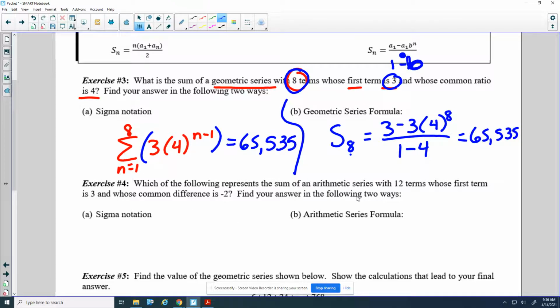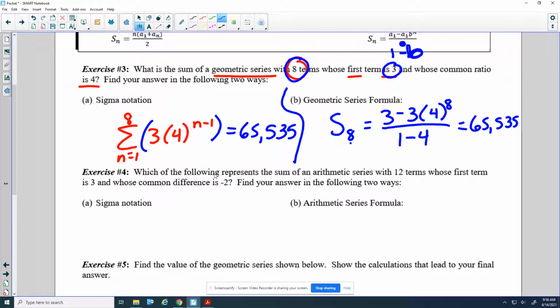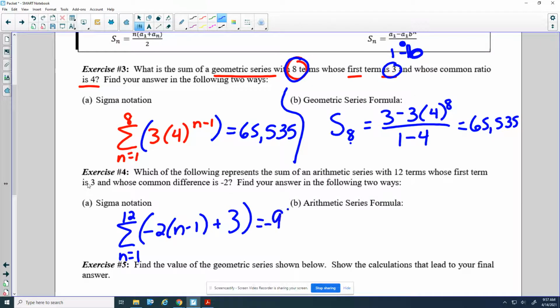This one is arithmetic. 12 terms, first term is 3, and common difference is negative 2. So write my sigma. Since we have 12 terms, we know we're going from 1 to 12 for the plugin. My common difference is negative 2. We multiply that times n minus 1 plus a sub 1 is 3. And we'll put our parentheses in. So typing that in, that would give me negative 96.